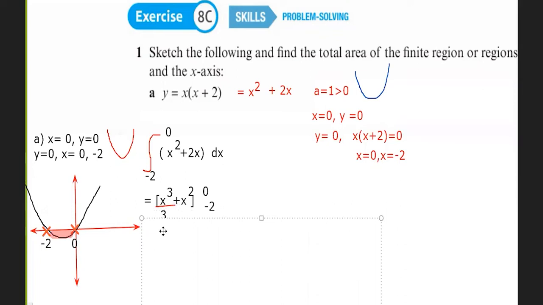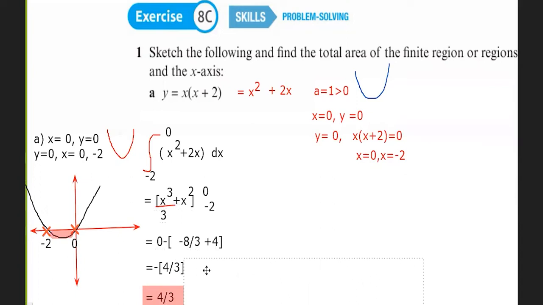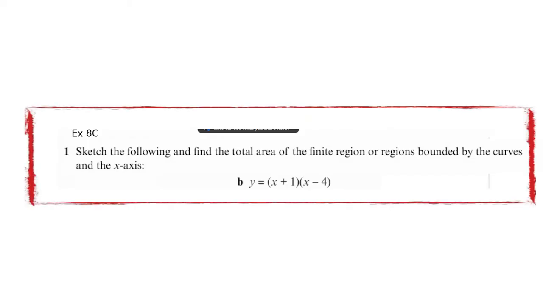So next, we simply substitute the value of x equals 0, and we will get 0. And then we substitute the value of x equals minus 2, which gives us minus 8 over 3 plus 4. When we simplify it all, we end up with 4 over 3. I hope you understood this question. It will be exercise 8C, question 1B.